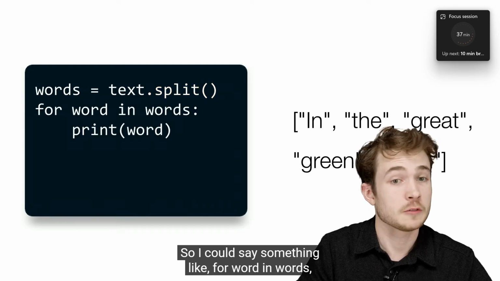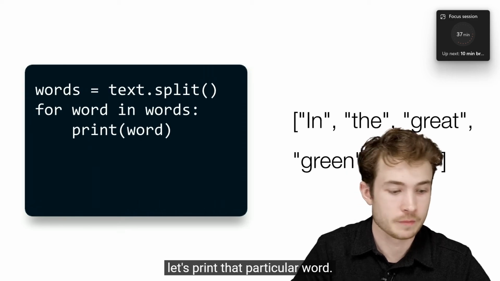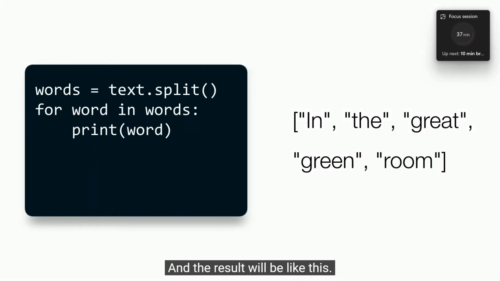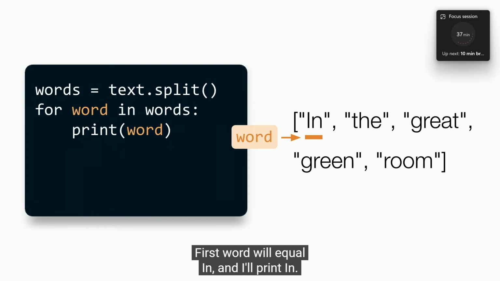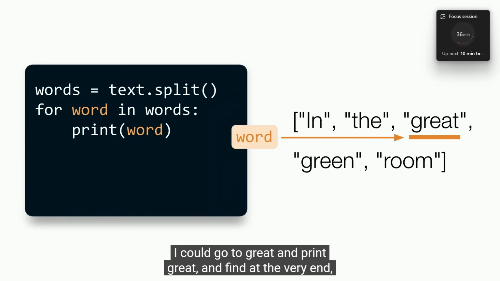I could say something like for word in words, let's print that particular word. The result will be like this. The first word will equal in, and I'll print in. Then word will update and go to the next word, and I'll print the. And so on and so forth. I could go to great and print great, and finally, at the very end, I would print the entire piece of text, but word by word.